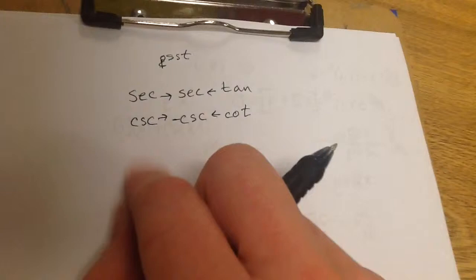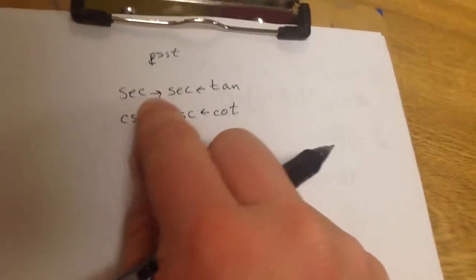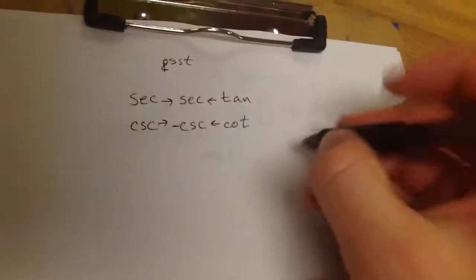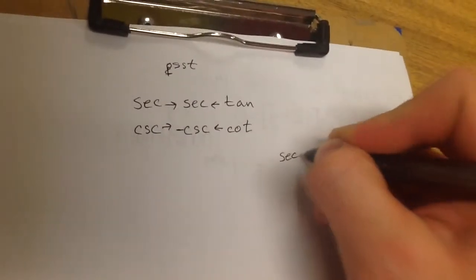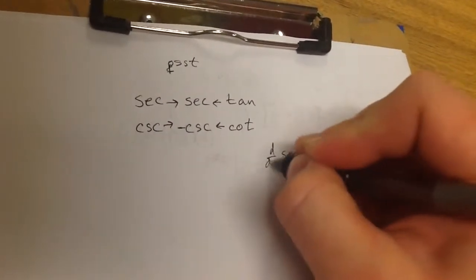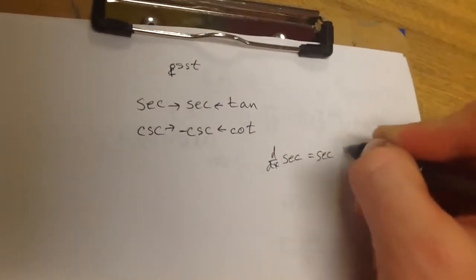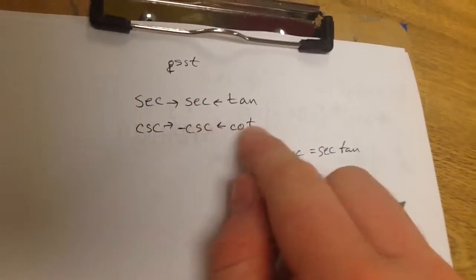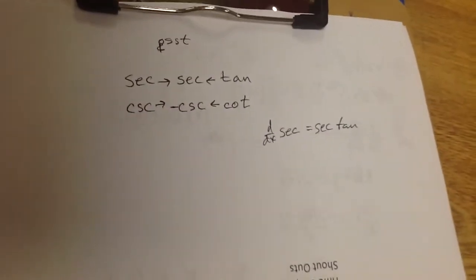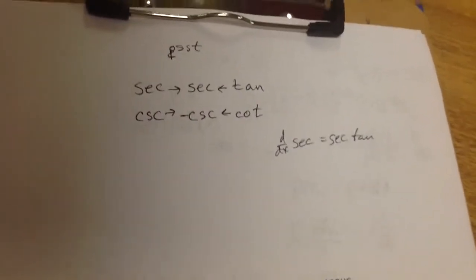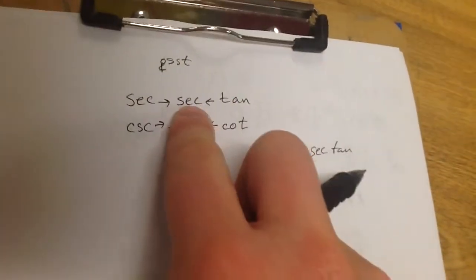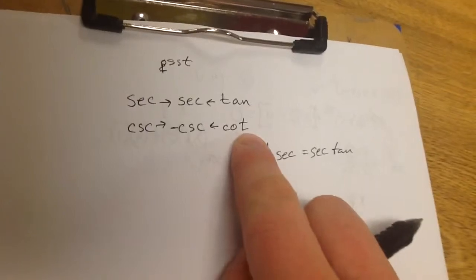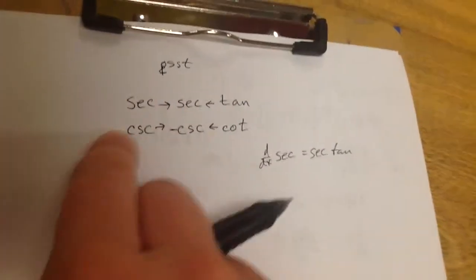Well, now if you want the derivative of secant, secant's right here. The derivative, follow the arrow. Derivative of secant is secant times tangent. Derivative of cosecant is negative cosecant times cotangent. Pretty sweet, huh? If you want derivative of tangent, it's secant times, you go backwards, secant squared. If you want derivative of cotangent, you go backwards this way, it's negative cosecant squared.